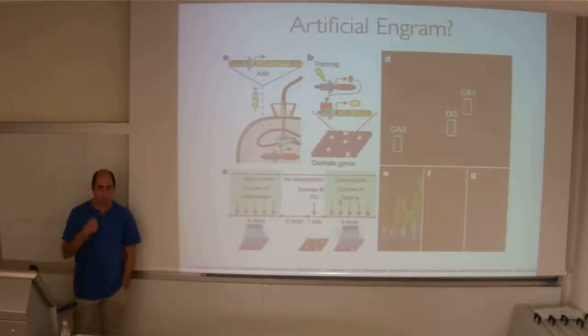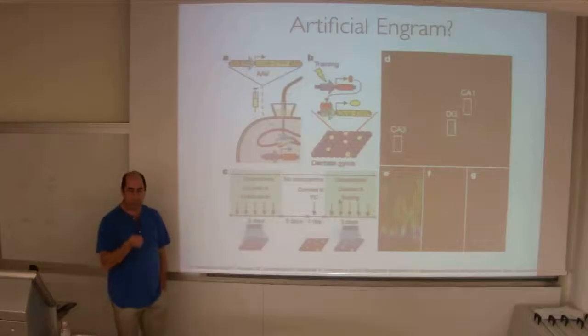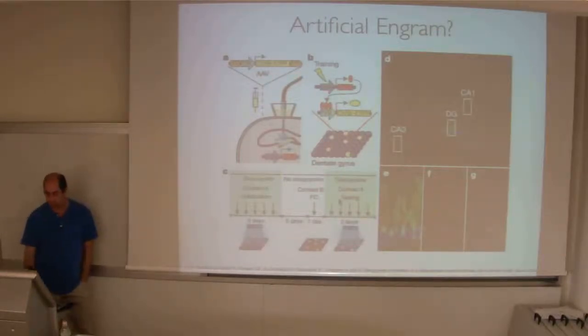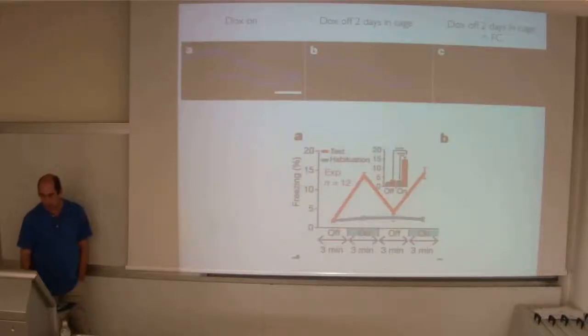So what happens when we put the light on? We activate these neurons that were actually activated during this fear conditioning in B. And what you can see here is that now when you put the light on, you get the fear.